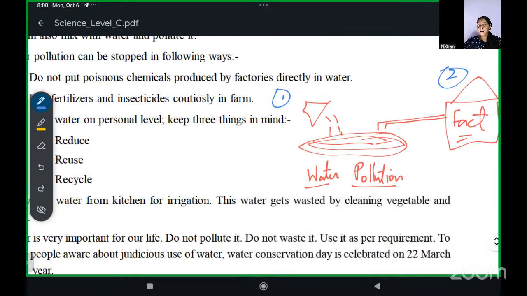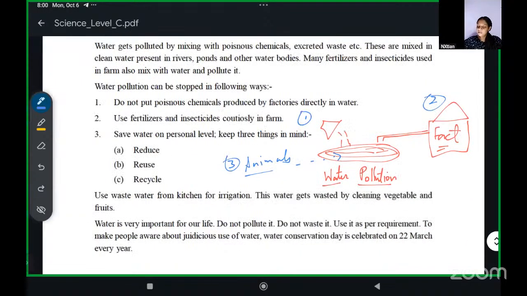Then people bring their animals to give them a bath in the lakes. This is one more reason. Then in the homes, the sewage or the excreta pipes are sometimes attached to the water bodies. This is also one more reason for water pollution. These are all the reasons why water is polluted.